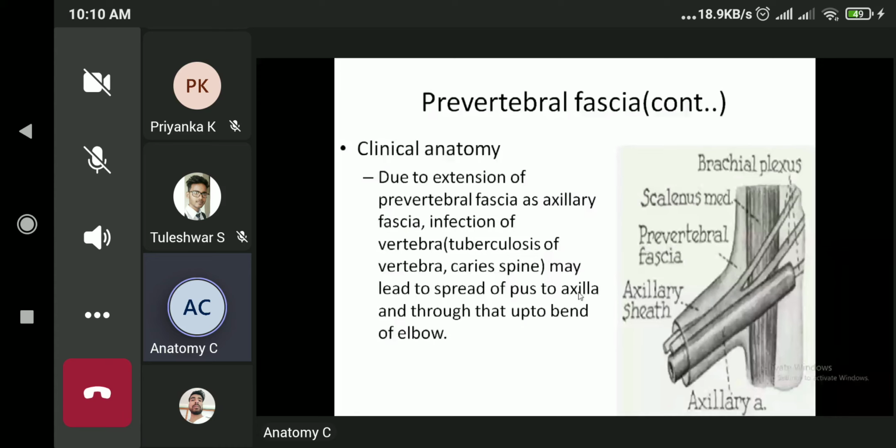So the infection may spread up to the axilla and through the axilla up to the bend of elbow. Any vertebral infection may spread from the axillary sheath to the axilla and from there even up to the bend of elbow. So this is how the spread of infection is assisted by the prevertebral fascia.